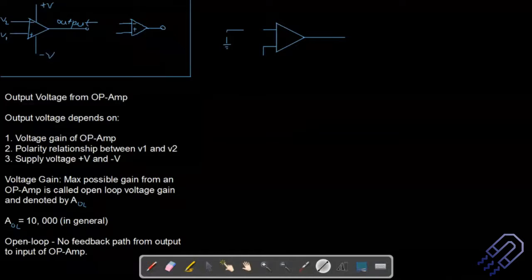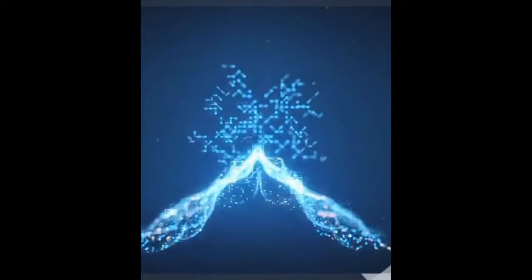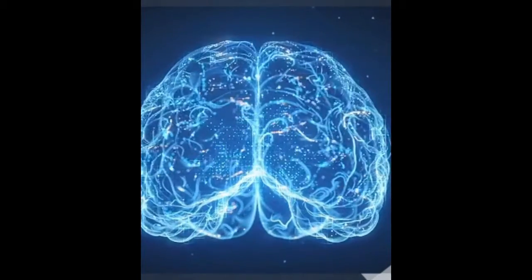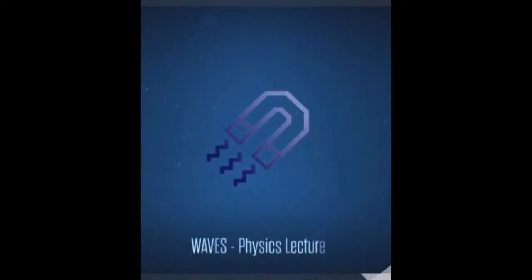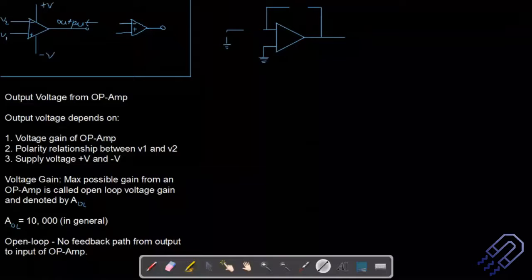And then I can ground it. Let's say this is the non-inverting terminal, and I'm grounding the non-inverting terminal. Please remember, if I'm grounding one terminal, that means I'm using a single-ended input. Then a little bit of the output I'm feeding back into the input. Please remember this term. This is basically a closed loop, so it's a closed loop gain.